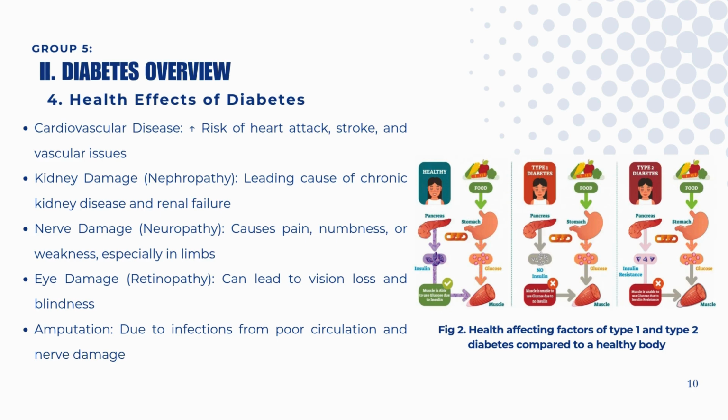Cardiovascular disease increases the risk of heart attack, stroke, and vascular issues. Kidney damage is a leading cause of chronic kidney disease and renal failure. Nerve damage causes pain, numbness, or weakness, especially in the limbs. Eye damage can lead to vision loss or blindness. Amputation may result from infection due to poor circulation and nerve damage.